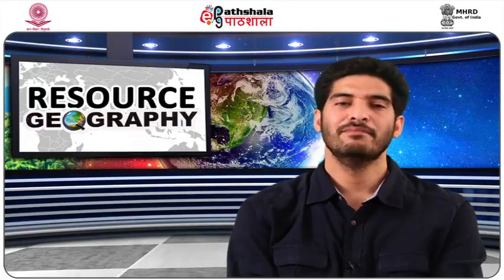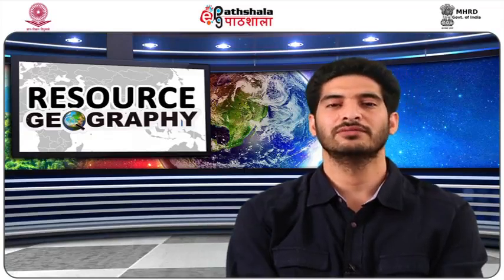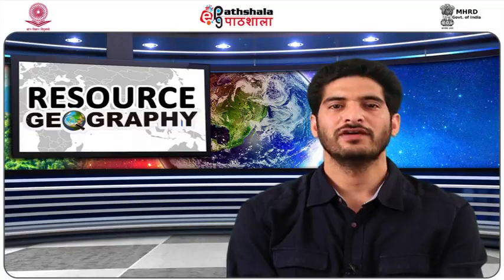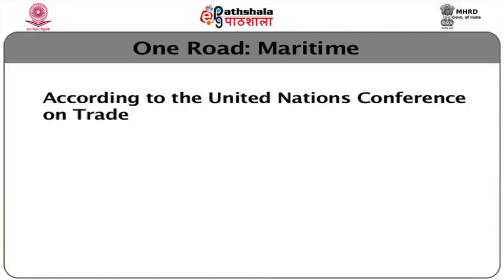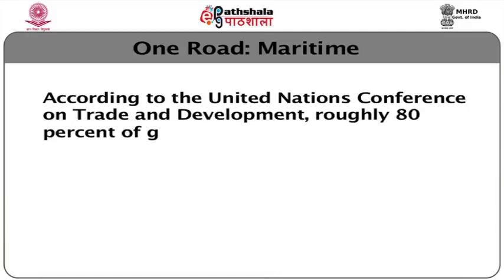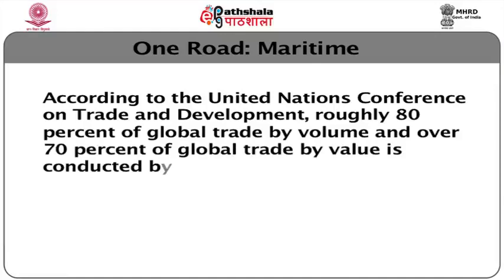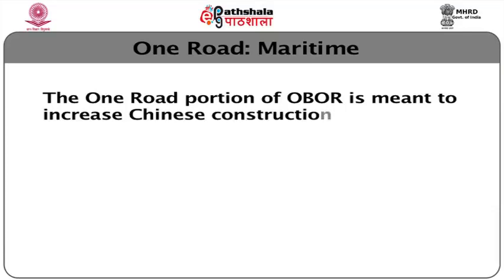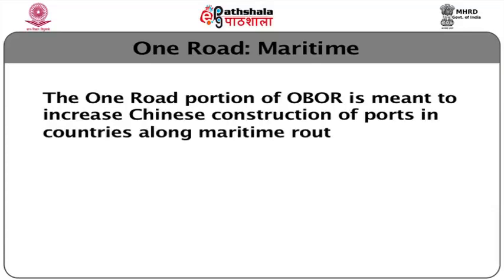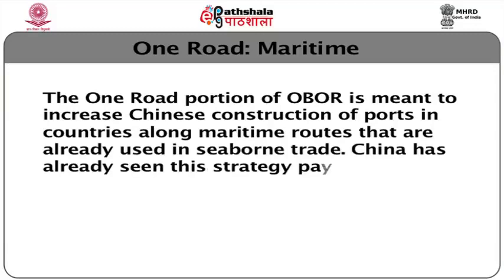And One Road, the maritime component of the initiative, is more important to the United States. This is China's vision of a new maritime Silk Road. According to the United Nations Conference on Trade and Development, roughly 80% of global trade by volume and over 70% of global trade by value is conducted by sea. The One Road portion of OBOR is meant to increase Chinese construction of ports in countries along maritime routes that are already used in seaborne trade.